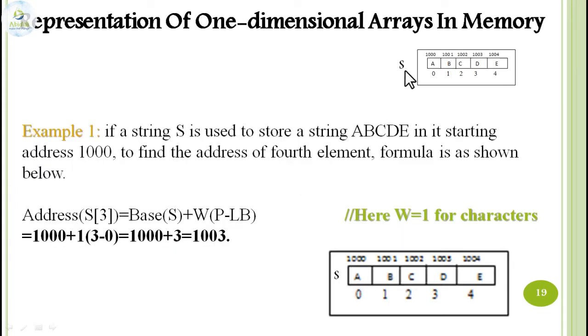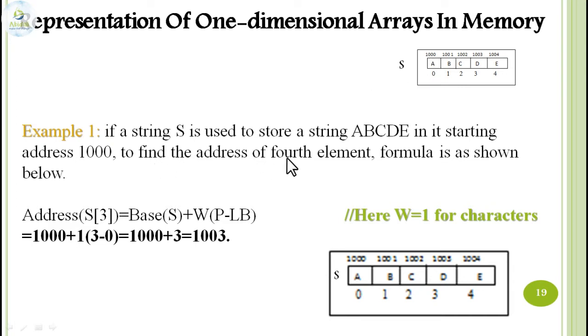Consider an array which is character type, storing the values A, B, C, D and E in a string type of variable S. So S is a variable. We have S of 0 storing A, S of 1 storing B, and so on, S of 4 storing E. The starting address of S is 1000, because it is a character array. Each element will have 1 byte of memory space, that is, the width of the array is 1 byte. So the starting address, as you can see in the diagram, is 1000, that is the base address of the array.